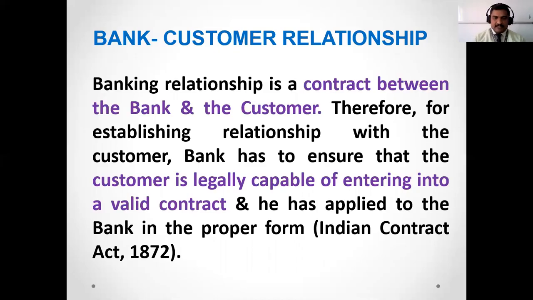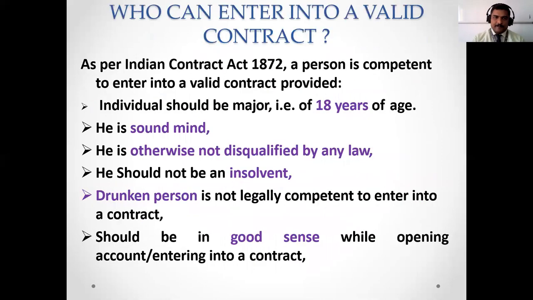If there are any violations of the relationship or the agreement, that will be dealt with by the Indian Contract Act 1872. Next, before entering into the different types, there are general requirements or general eligibility for becoming a bank customer. Those eligibilities are given here.